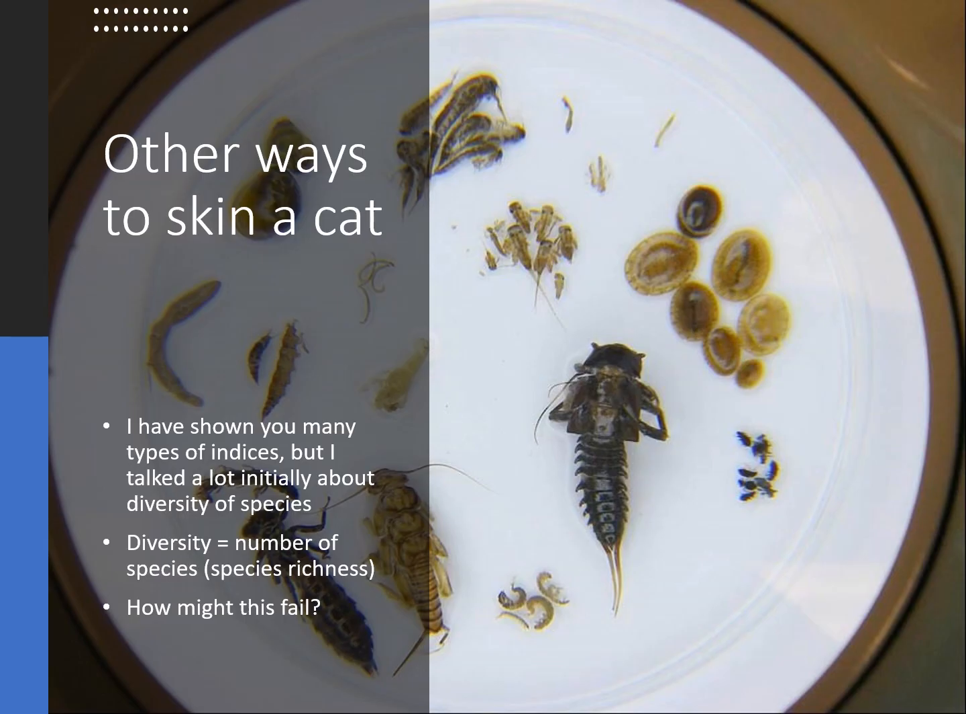I've been talking about species diversity, right? And diversity is just the number of species in the environment. But you could think of ways in which species diversity would be unfair or an inappropriate way to go about measuring something in the environment, right? This is an index. We're generating a value. So we could think of other ways that species diversity may fail us.